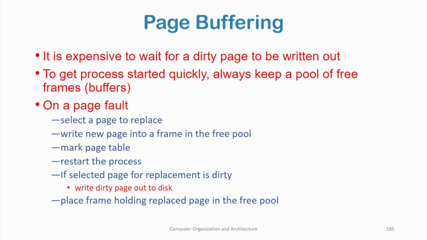Now, an extension to this basic scheme is that whenever the IO channel is free, I find a dirty page and write it down to the disk. So, I maintain a queue of all the dirty pages that are currently in memory, and whenever the IO channel is free, I slowly write them down to the disk and add these pages into the free frame pool.